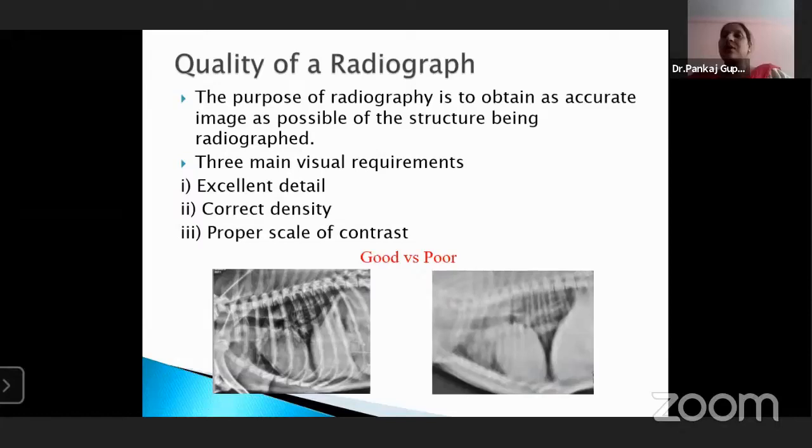In the present slide, I have depicted two pictures. The picture on the left-hand side is of good quality and the picture on the right-hand side is of poor quality. You can well appreciate the outline of the structures being radiographed in both the pictures shown.